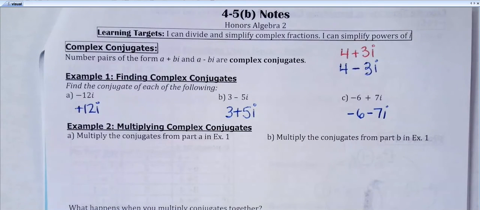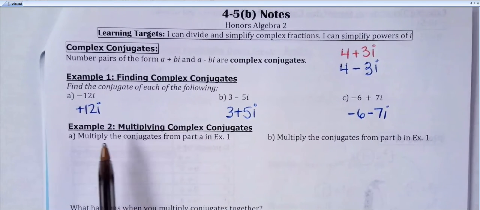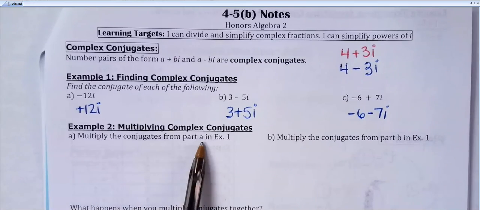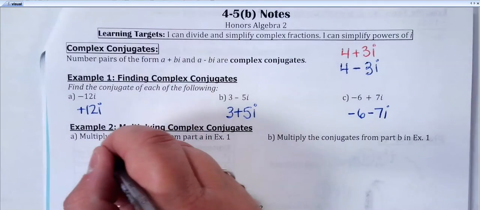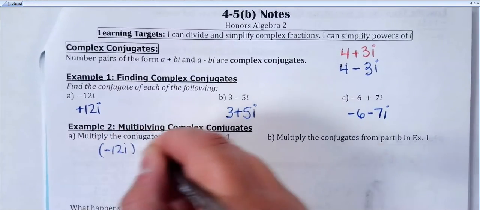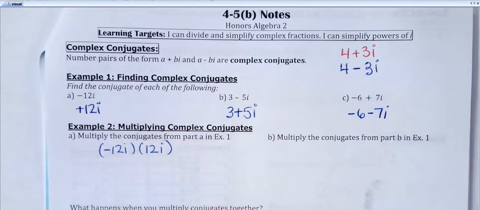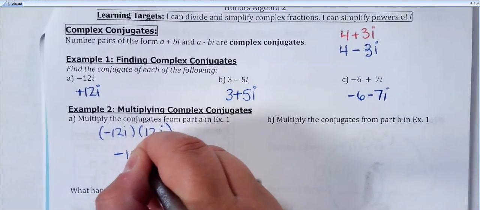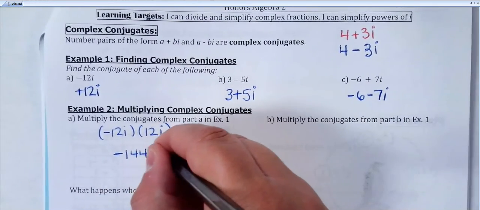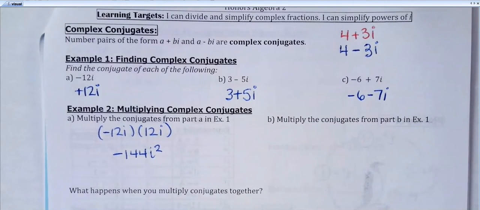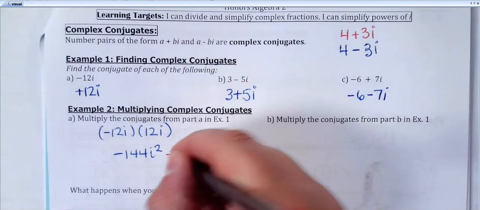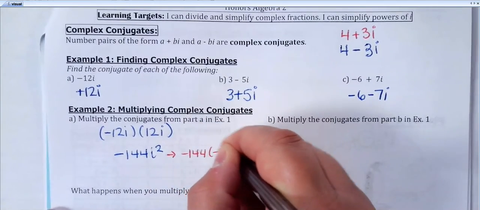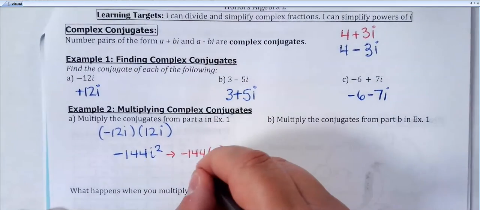Okay, now the reason I'm showing this to you is we're going to use this in a couple problems today, but just for some practice. This says multiply the conjugates from part A, so the one we just did. So if I take -12i, and I multiply that by its conjugate, which is positive 12i, you can always multiply. So -12 times 12 is -144, right? i times i is i squared. Does anyone remember what i squared is equal to? -1. Okay, so really, this is -144 times -1. So this is positive 144.